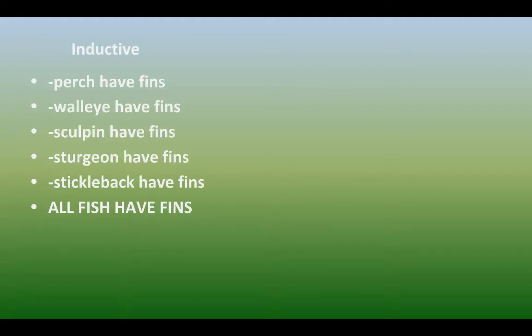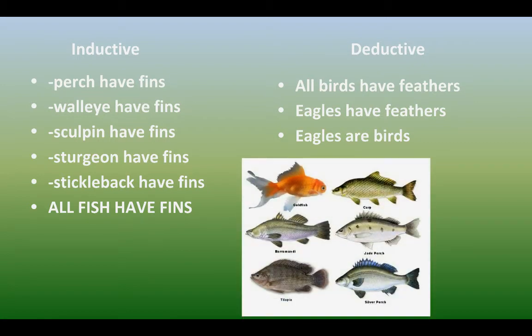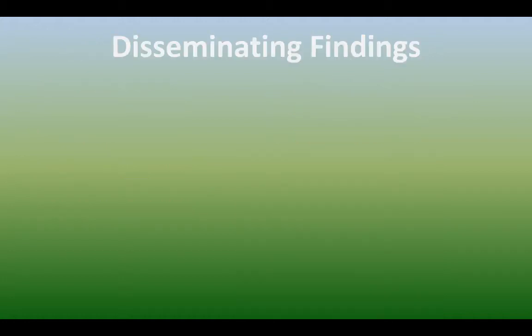So an example in environmental science: notice I'm making observations. Perch have fins, walleye, all these fish have fins, and my conclusion is all fish have fins. That's inductive reasoning. The opposite of that is deductive. We're starting, remember, with a theory. In this case, my theory is all birds have feathers. I see an eagle. The eagle has feathers, which means eagles are birds. So just know the difference between those two types of reasoning.